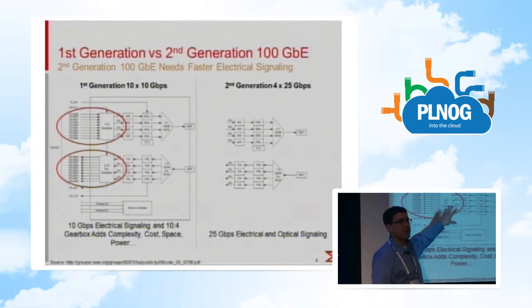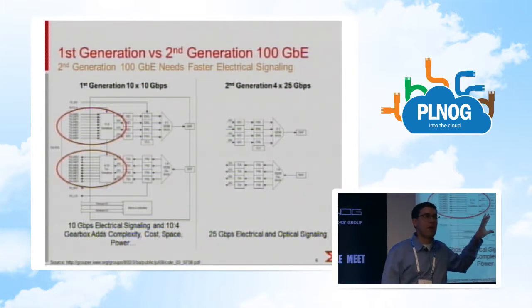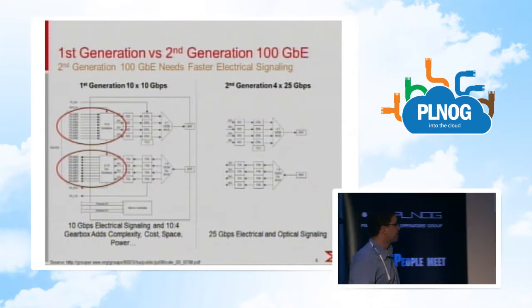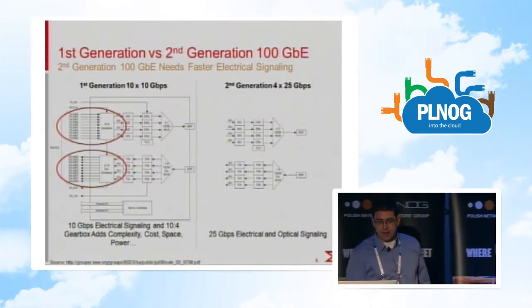It's a pretty big sized chip, and it's one of the reasons why the pluggable optic is so expensive and so complicated. And it's what makes it first generation.